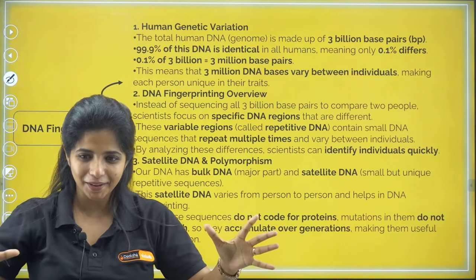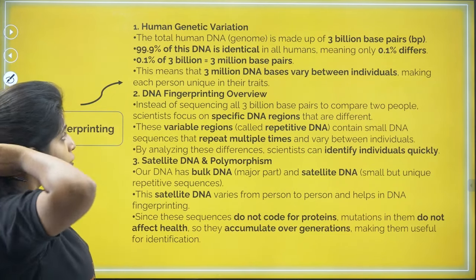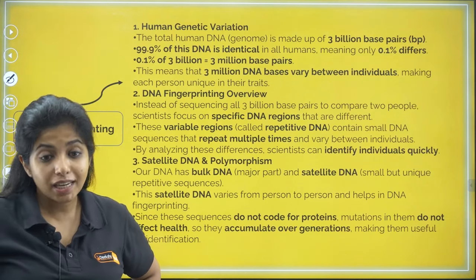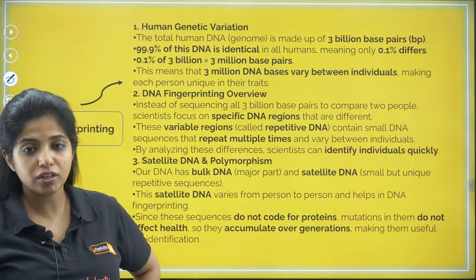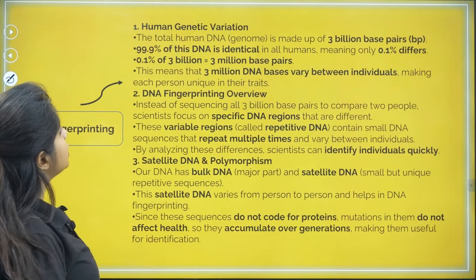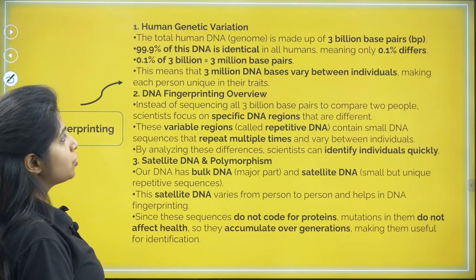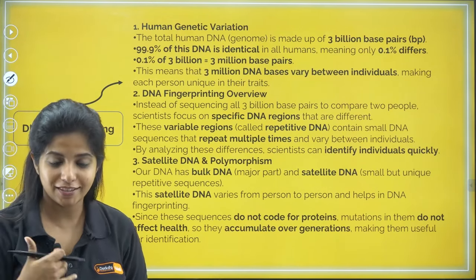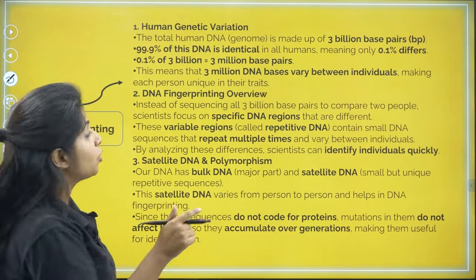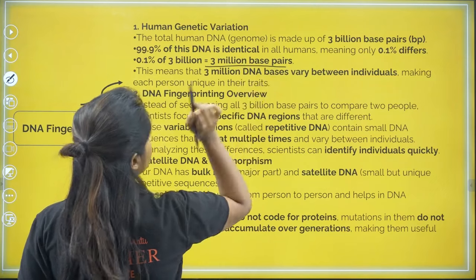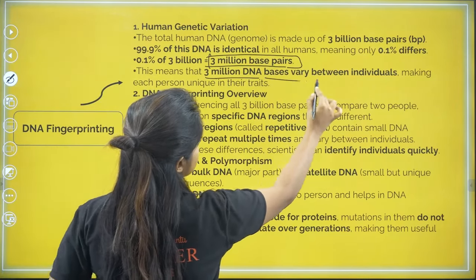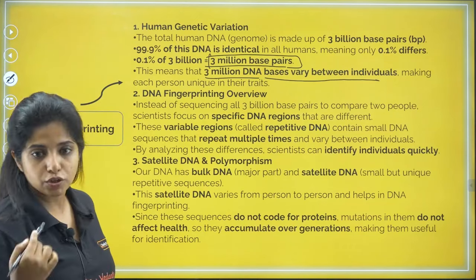Okay, the last topic. So, the total human genome is made up of 3 billion base pairs. How many base pairs? 3 billion base pairs. We have 30,000 genes. Now, 99.9% of this is identical in all humans, that is you and me. Meaning that is only 0.1 difference. 0.1 of 3 billion is 3 million base pair difference. This means that 3 million DNA bases vary between individuals, that is you and me.